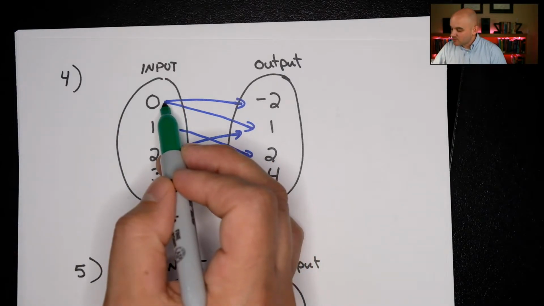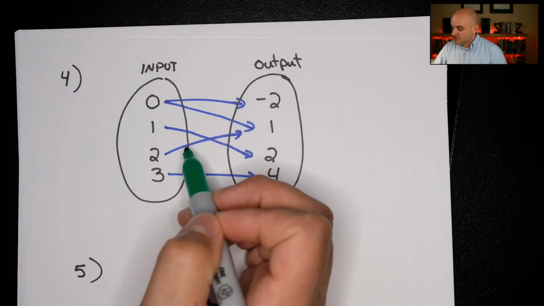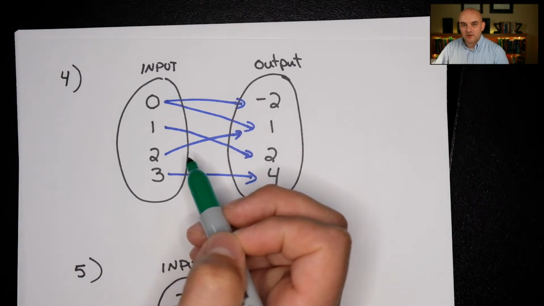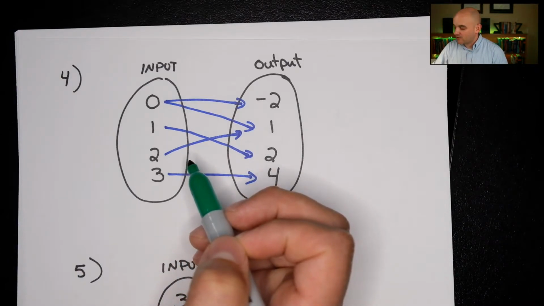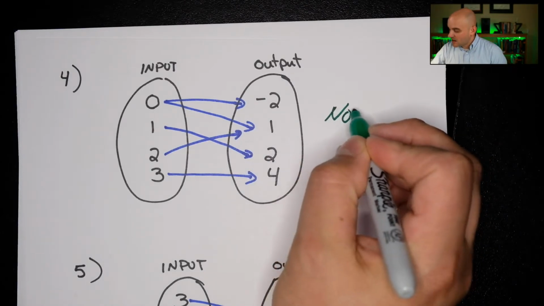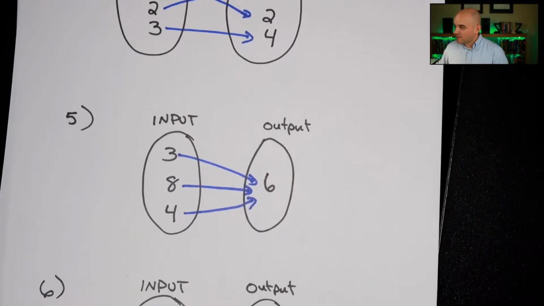But I put 0 into the machine, and out pops a 1. So sometimes out comes a -2, sometimes out comes a 1. There's not a unique output for every input I've got going on there. So I can actually stop right there and say, no, this is not a function. All right, let's look at number 5 here.